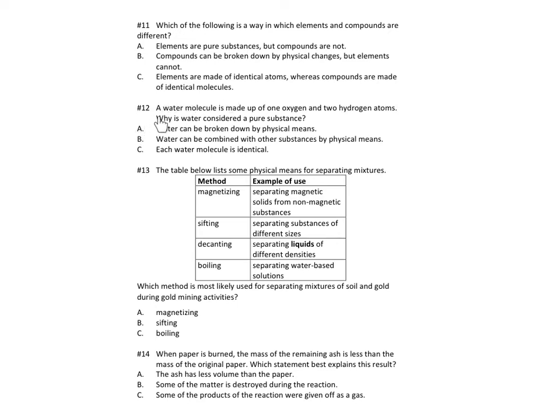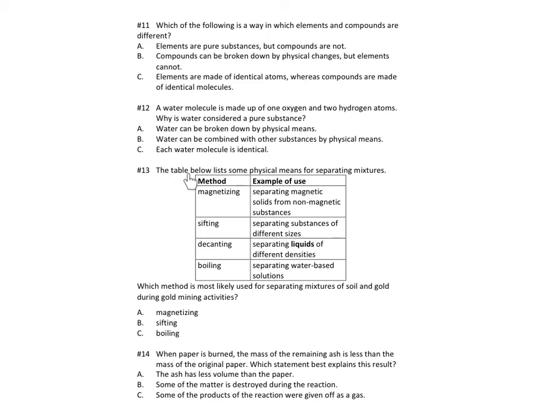Number 12. A water molecule is made up of one oxygen and two hydrogen atoms. Why is water considered a pure substance? A. Water can be broken down by physical means. B. Water can be combined with other substances by physical means. C. Each water molecule is identical.